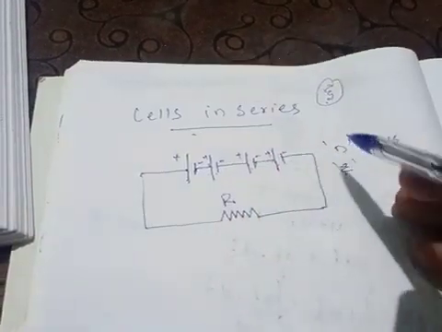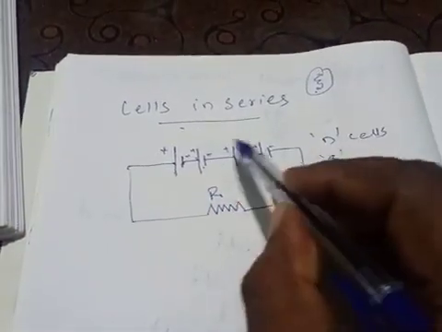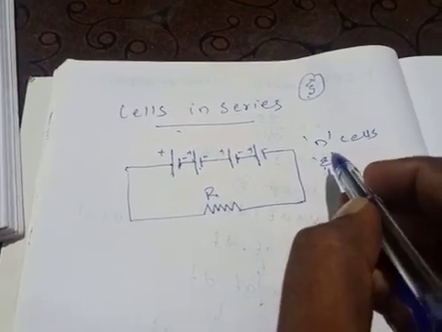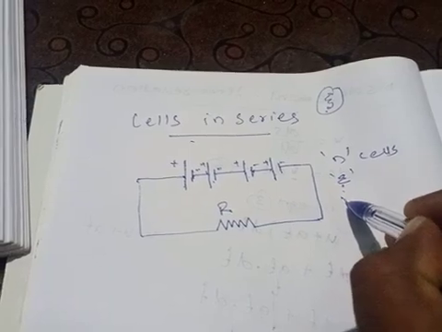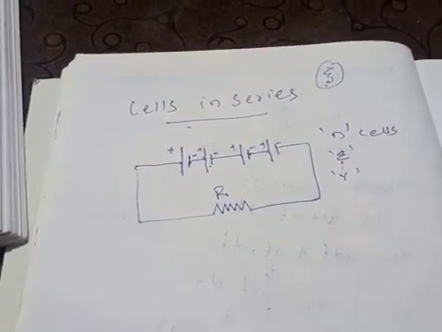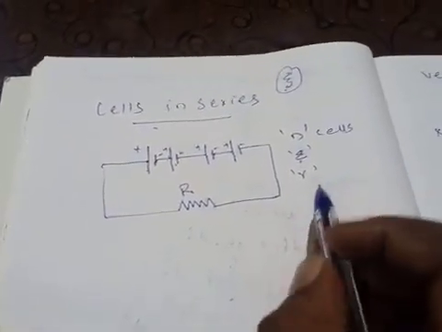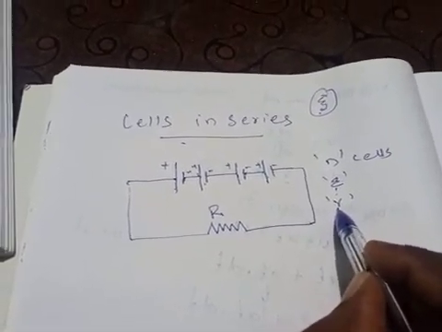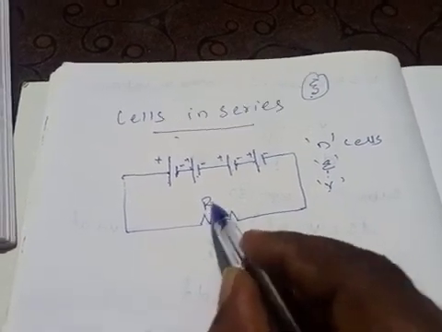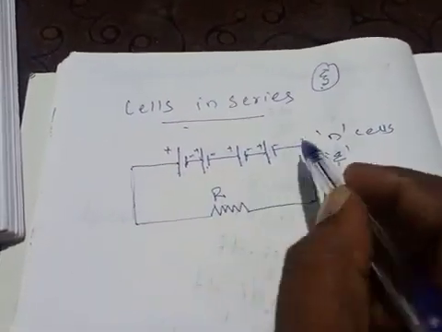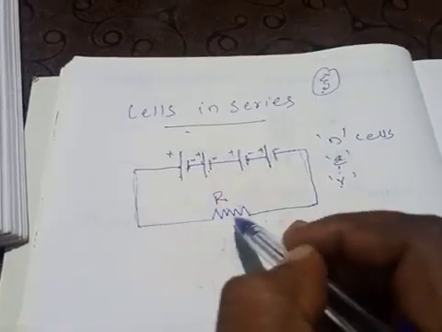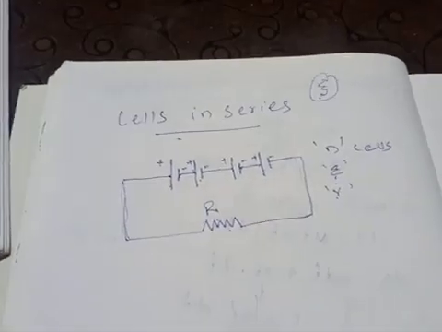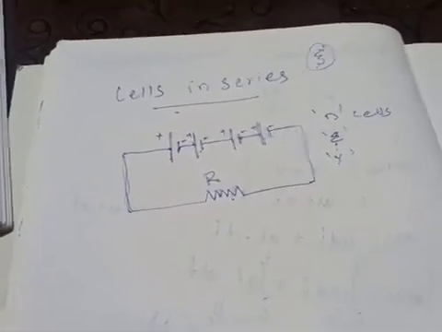So n cells are connected in this circuit, so each cell contains some EMF, and each cell has its own internal resistance, smaller r. Each cell has its own internal resistor, and there is an external resistance. All these cells are connected with an external resistance R. That is what you can see in the circuit diagram.